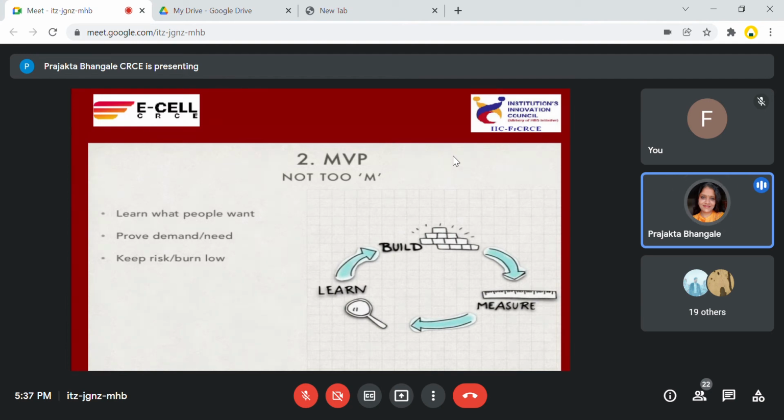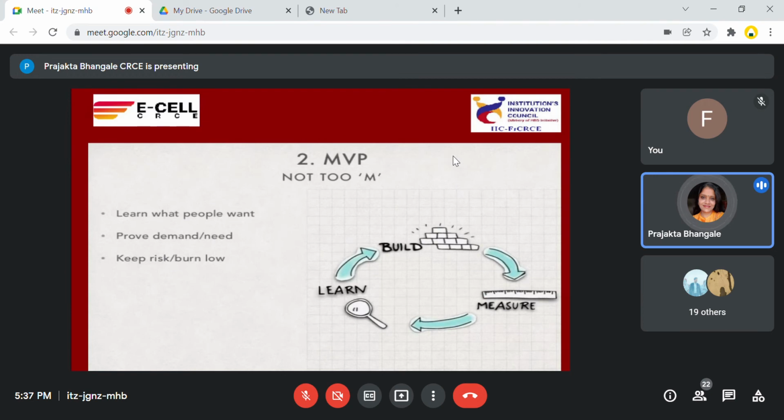Whenever you are at the first stage, you have to find out which kind of a problem you have. But when you develop your prototype, at that time you should be able to understand which kind of resources will be needed, or what exactly people want that prototype to do. Along with that, we should be able to find out which kind of risk we can take. Burn low. What do you mean by this?